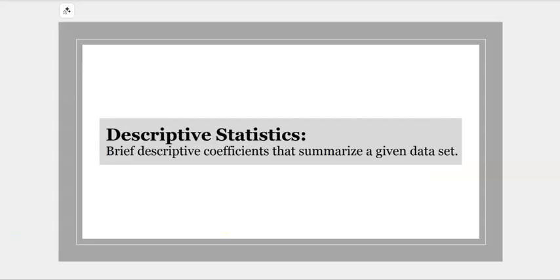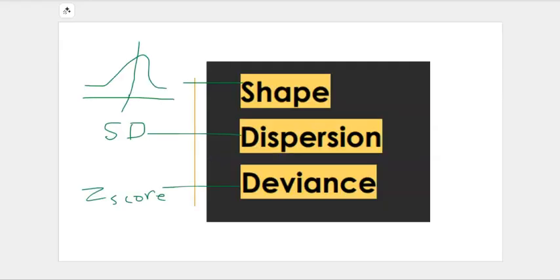So that all belongs to descriptive statistics. When you obtain the descriptive statistics, this is the fundamental process. You should obtain these things. First, the shape, and dispersion, which is related to the standard deviation: how your data is distributed in the normal curve or not. Deviance means the z-score: from the mean, how far away the individual scores are from the mean score. That is talking about the deviance.